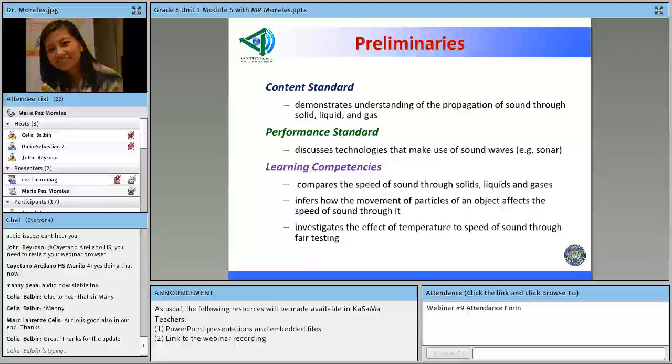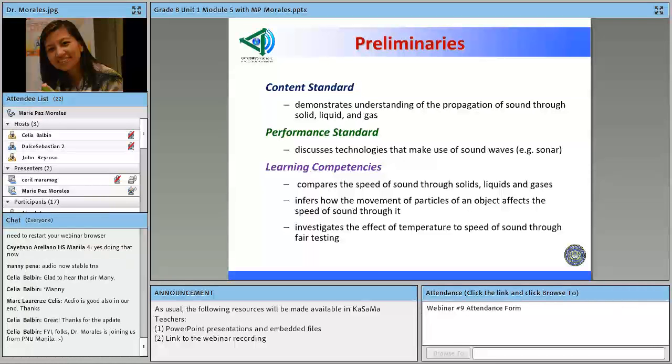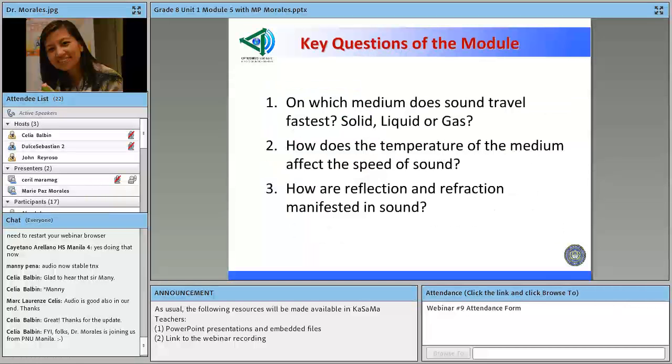Okay, so moving on, these are the standards, which are also written in your curriculum guide. Particularly, these are the learning competencies, which are also the objectives of the module: to compare the speed of sound in the different media, infer the movement of particles of an object that affects the speed of sound through it, and investigate the effect of temperature on the speed of sound through fair testing. So, Ma'am Cerilina a while ago mentioned going deeper, taking a look at the particles, not only the observables.